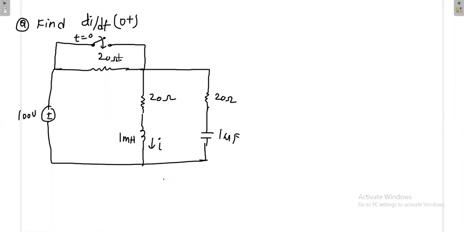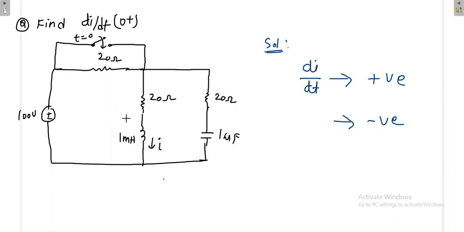So from our understanding, finally this term will be either positive or negative. Anybody? What will be the dI by dt value? Is it positive or negative? To identify that, we should know the initial current and the final current. If the final current is greater than the initial current, then this will be positive. If the final current is less than the initial current, then this will be negative. That's the idea. What will happen finally?